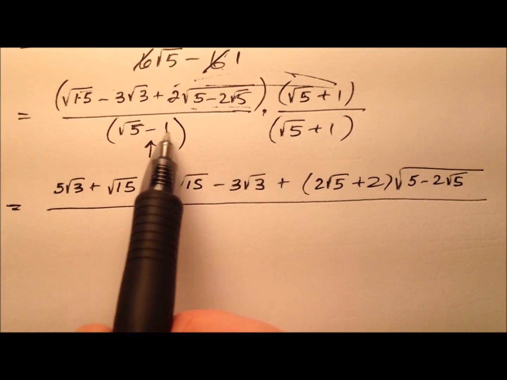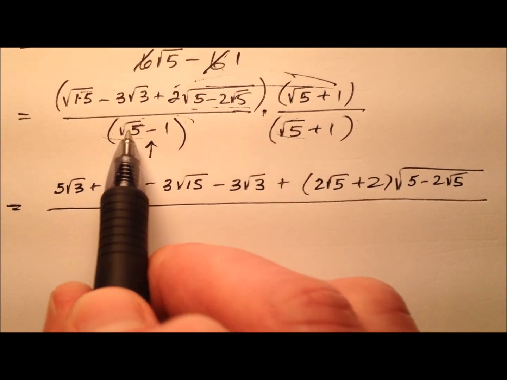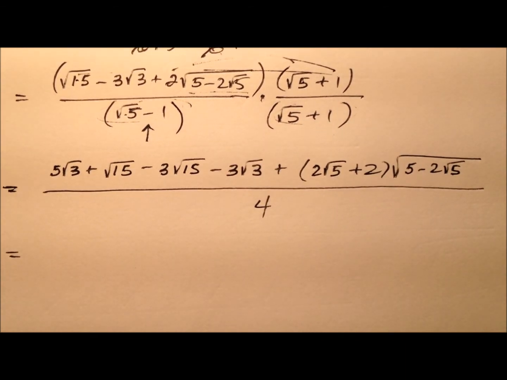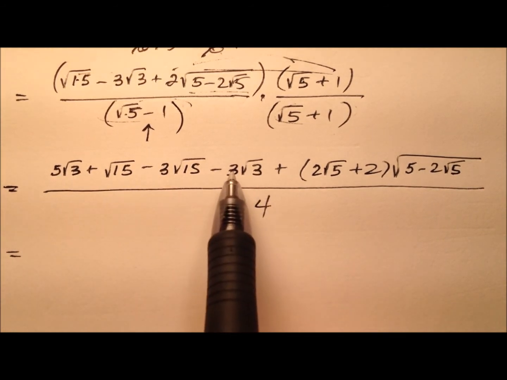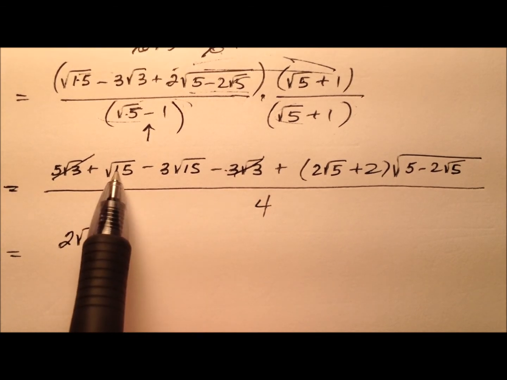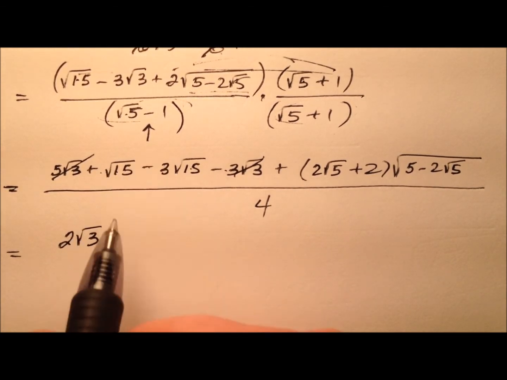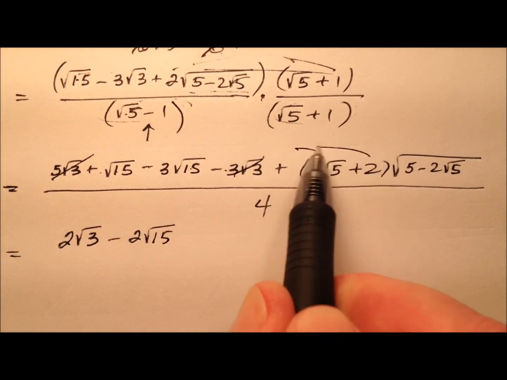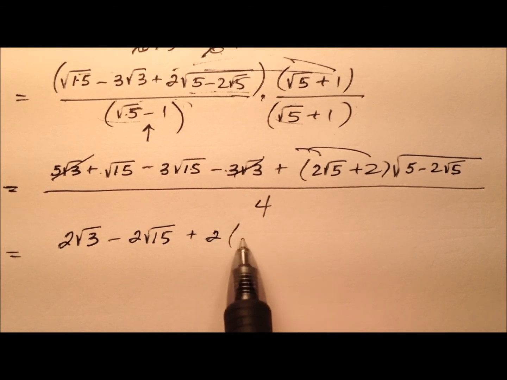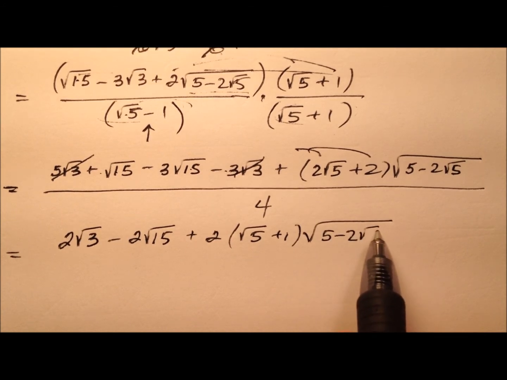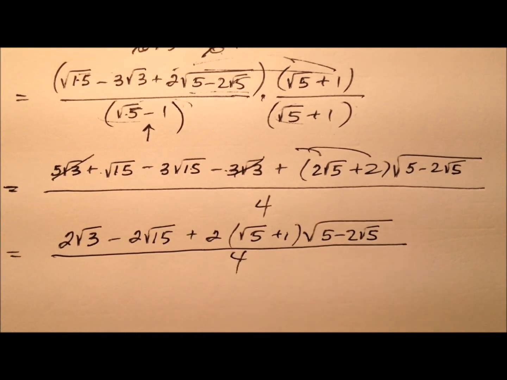Okie dokie. So when we go ahead and multiply here, we get 5 minus 1, which is 4. And that's pretty nice. Once again, some like terms we can put together. So 5 radical 3 minus 3 radical 3 will be 2 radical 3. And 15 here, and 15, so 1 minus 3 is negative 2 radical 15. And actually, let's bring that 2 out because we're going to do something here with it. So the square root of 5 plus 1, and then multiplied by this radical expression, all over 4.